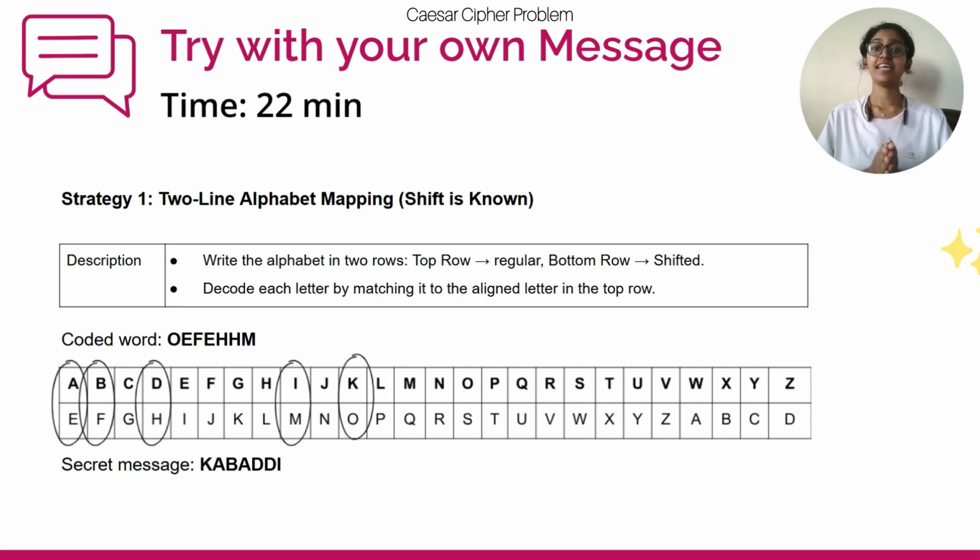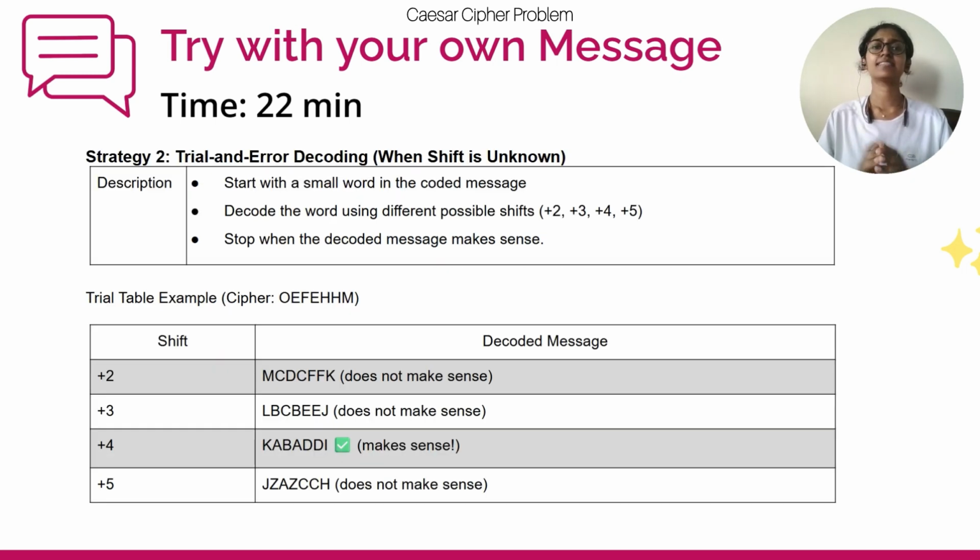This is one strategy. The next strategy is trial and error decoding, where we don't actually know the shift. So the students have to find out which shift is used here. For that, we start with a small word in the coded message and try to decode it using different possible shifts like +2, +3, etc. And when it is actually decoded, we stop using other shifts.